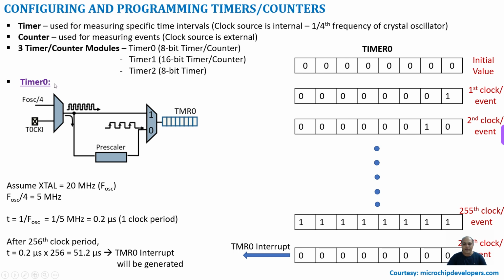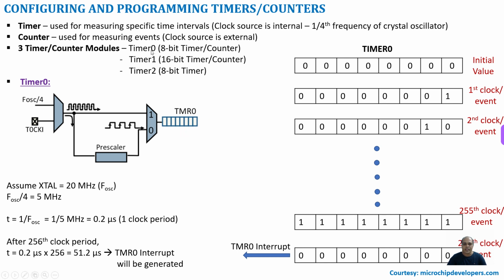The same hardware can be used as a timer and also as a counter. In timer mode, the clock source is an internal clock source which increments the timer register, whereas in the case of a counter, an external event increments the timer register. Here we see the block diagram of timer 0, where F oscillator by 4 is used in timer mode. These pulses are given for incrementing the timer 0 register.